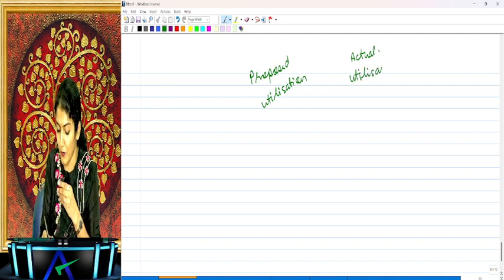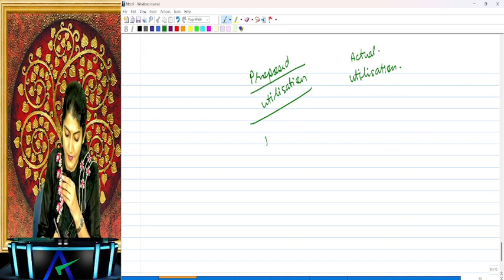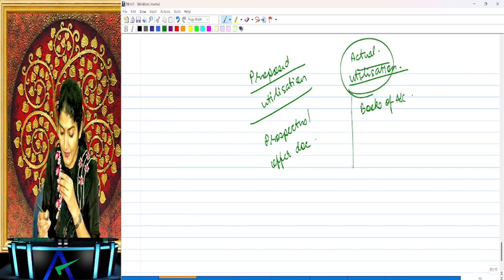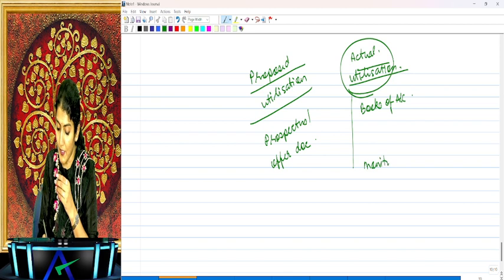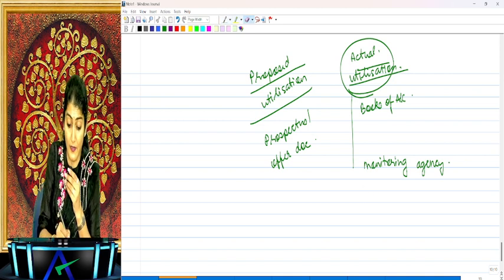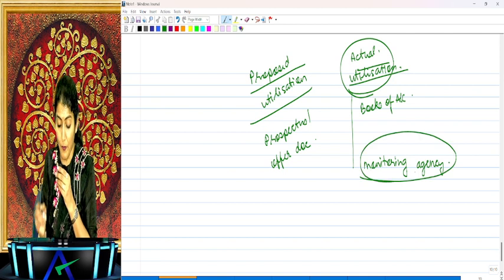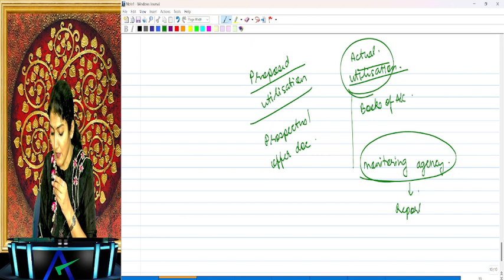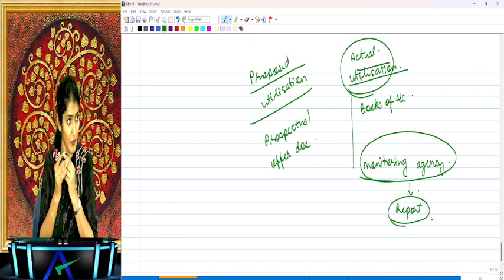Proposed utilization, you will get it from the prospectus, from the offer document of the company, and actual utilization you can get from the books of account. And to check the actual utilization, the listed entity may also appoint a monitoring agency, and this monitoring agency will also submit their report. The listed entity, to monitor the end utilization of the issue proceeds, may appoint a monitoring agency, and then this monitoring agency could also submit a monitoring report. Are you understanding that? Okay.